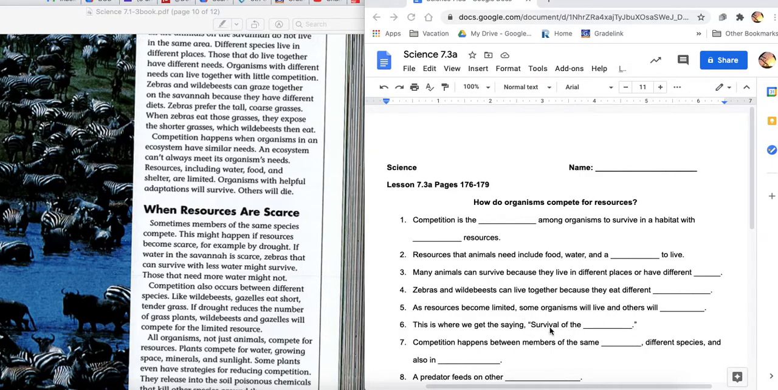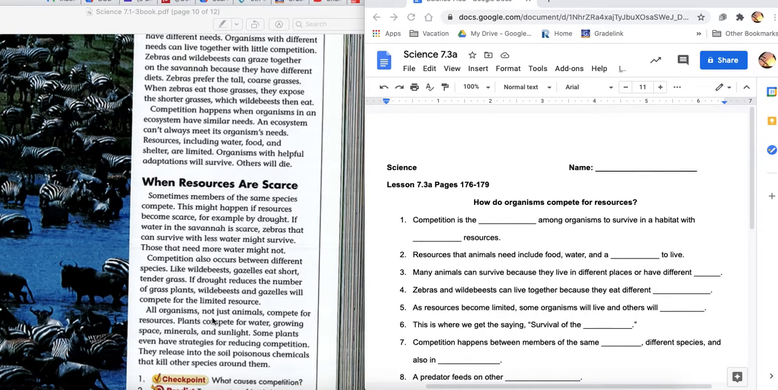Now, obviously, that's true both ways, guys. Lions might be getting faster and stronger, but so are the zebras they have to try to catch. So the strong will make it through it. Okay. Competition also occurs between different species. Like wildebeest, gazelles eat short, tender grass. If drought reduces the number of grass plants, wildebeest and gazelles will now compete for those limited resources.